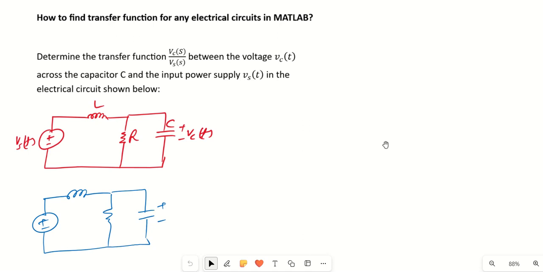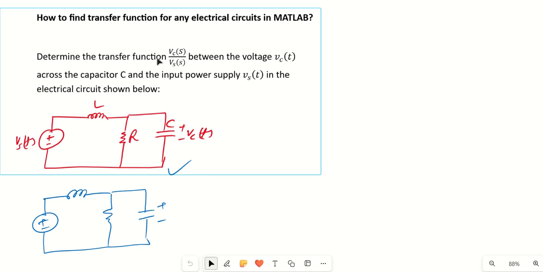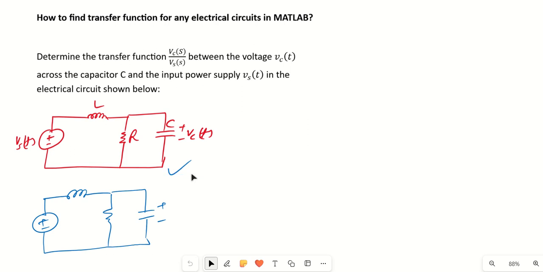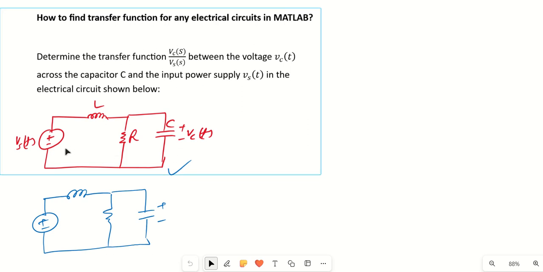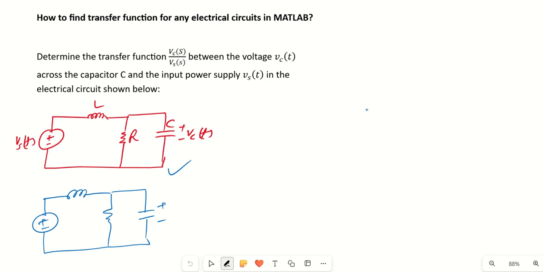Namaskar, my dear friends. Let us try to understand how we can plot a transfer function in MATLAB for any electrical circuit. This is the circuit that is given to us, and our aim is to find the transfer function Vc(s) by Vs(s), that is, the voltage across the capacitor to the voltage across the source. This is my source voltage. First of all, we'll try to understand how we can find a transfer function in MATLAB.